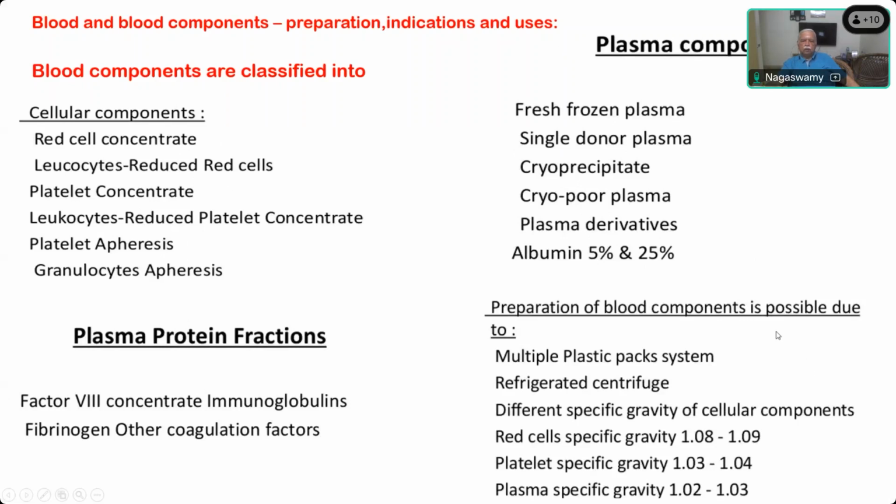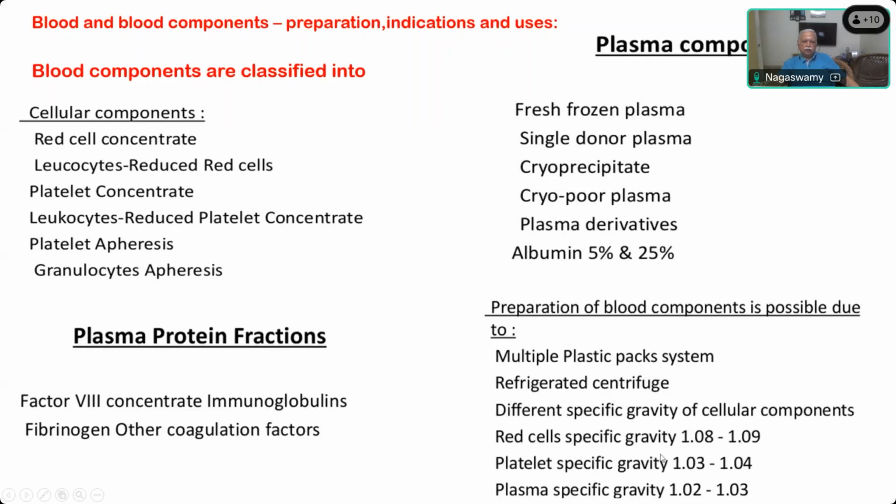Now, how do you prepare the blood? How are we able to use the blood components? It is the invention of the multiple plastic pack system, the refrigerated centrifuge, and the different specific gravity of cellular components, which are all the three things which made it possible to separate the components from the whole blood.